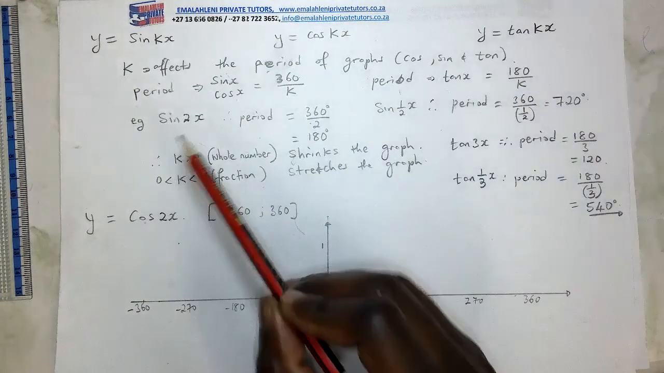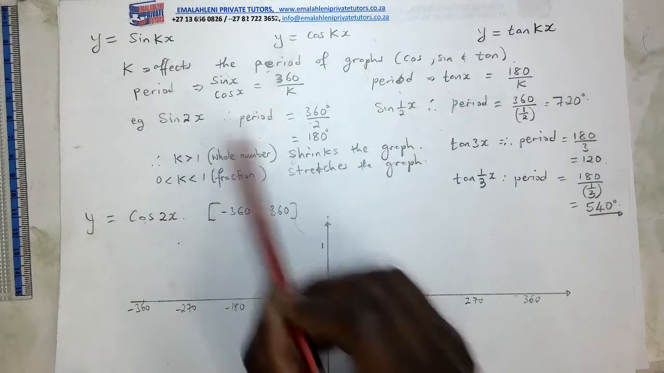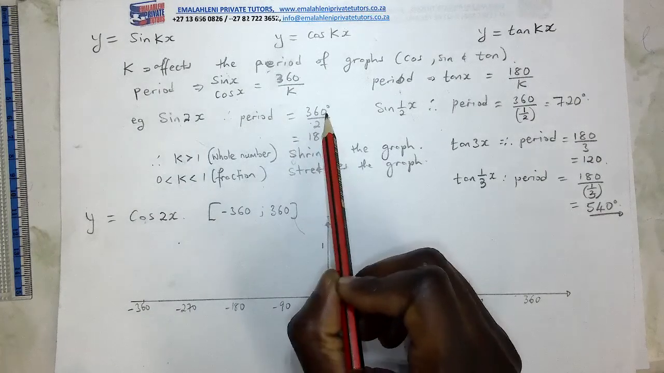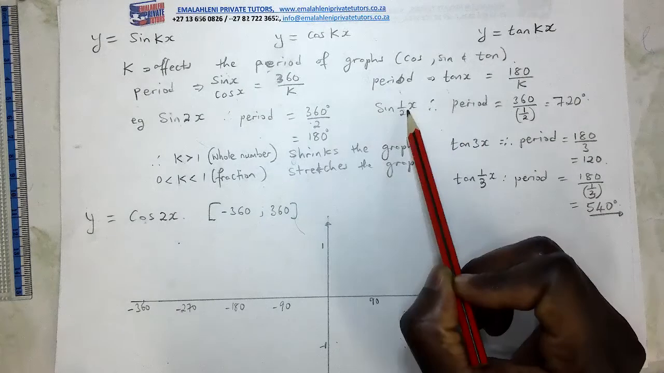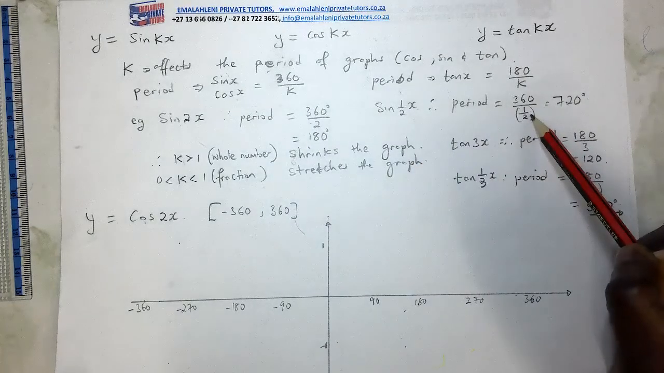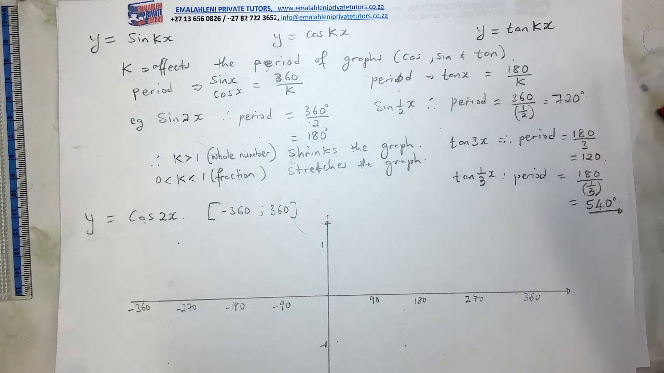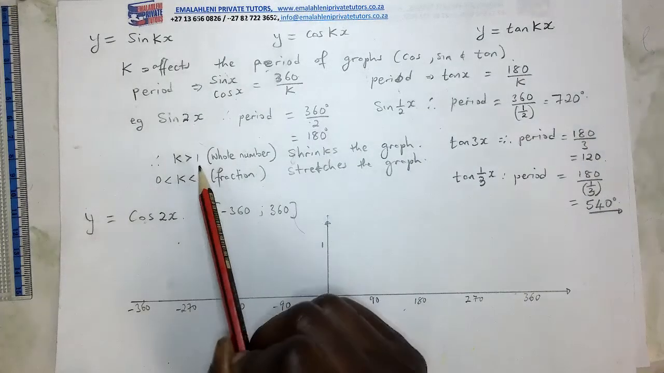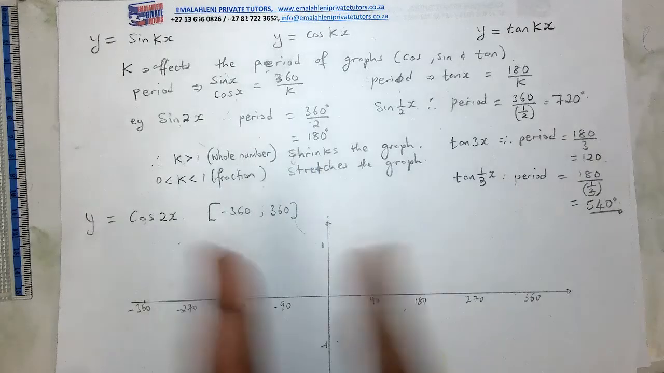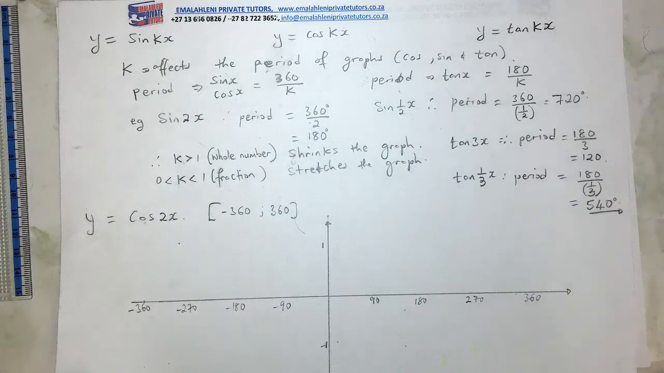For example, if we have sine 2x, the period will be 360 divided by 2, which is 180. If we have sine half x, we have to divide by half, and what are we getting? The answer is 720. Now, when k is a whole number, it shrinks the graph. When k is a fraction, it stretches the graph. That's what you need to understand.